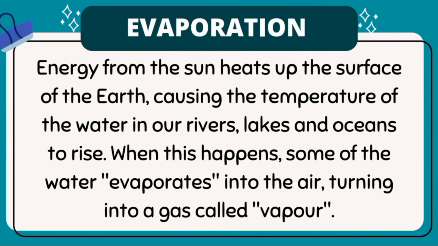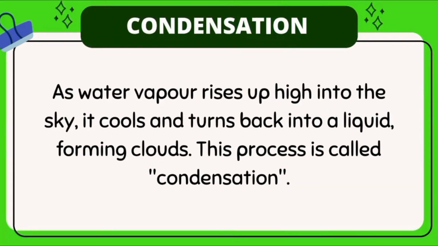Now evaporation. Energy from the sun heats up the surface of the water, causing the temperature of the water in our rivers, lakes, and oceans to rise. And so when this happens, some of the water evaporates into the air, turning into a gas called vapor. Evaporation is when water turns into gas. So when liquid turns into gas, vapor, it causes what? Evaporation. So condensation. As water vapor rises up high into the sky, it cools and turns back into a liquid form, forming clouds. This process is called condensation. Say it after me. Condensation.